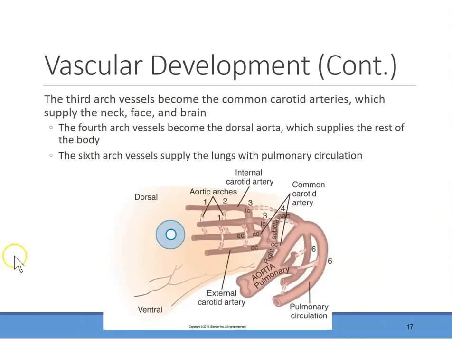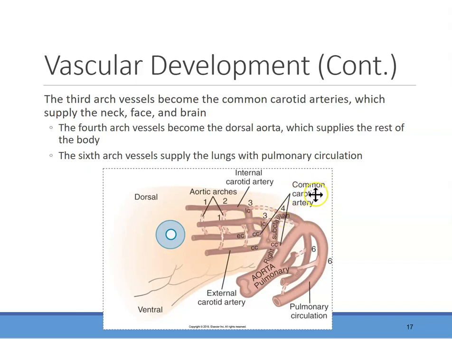So let's look at the 3rd arch. Remember this, the first one disappeared, the second one disappeared, but the 3rd one is there, the 4th one is there, and the 6th one is there. And again, you have one on the right and one on your left. So when we look at the 3rd one, it actually supplies the common carotid artery.